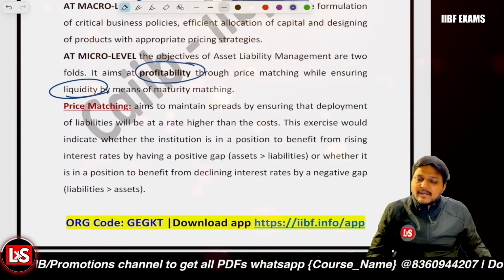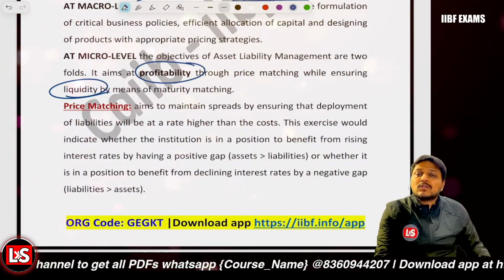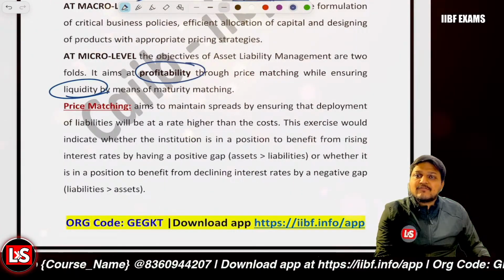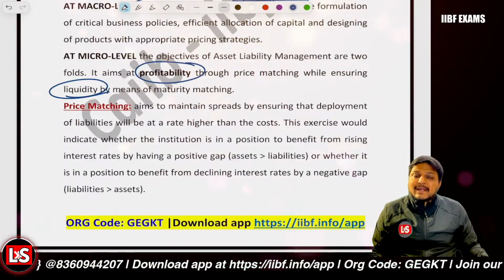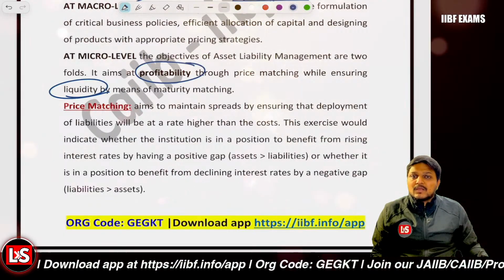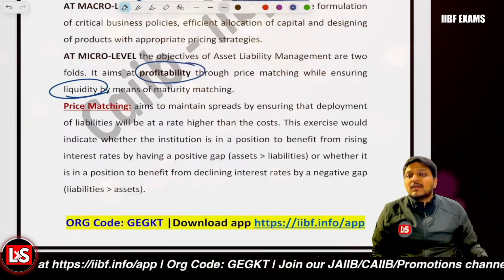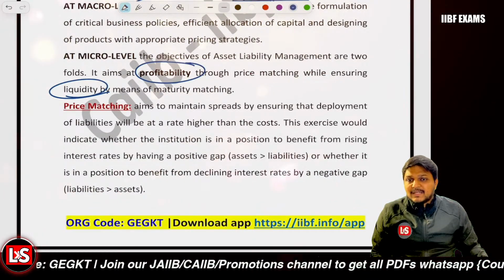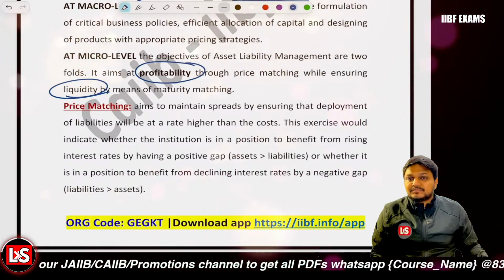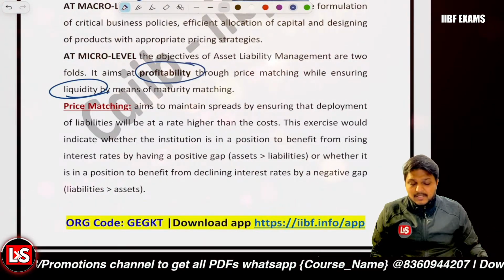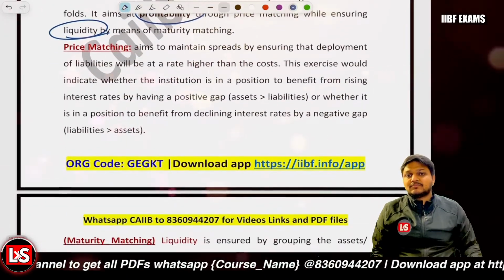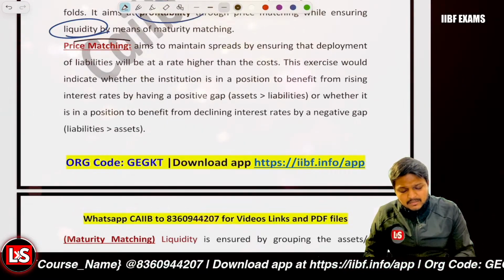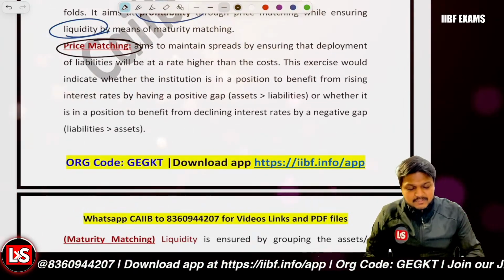Getting it? So at the macro level, we are talking about the overall formulation of strategies and appropriate pricing strategies. But at the micro level, we are talking about profitability and liquidity. That's about the objectives. Then further, it's about price matching. When we're talking about price matching, we are talking about interest rate risk management.